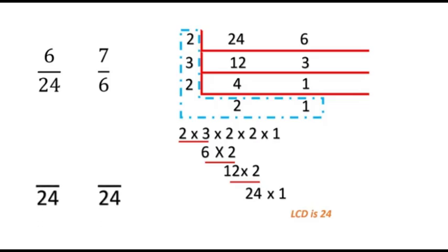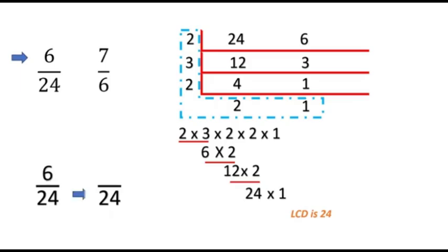So now that we got the LCD, we may now proceed with the next step, divide and multiply. Divide 24 by the old denominator, which is 24. 24 divided by 24 is 1. Then multiply it by the old numerator, which is 6. So 1 times 6 is 6.